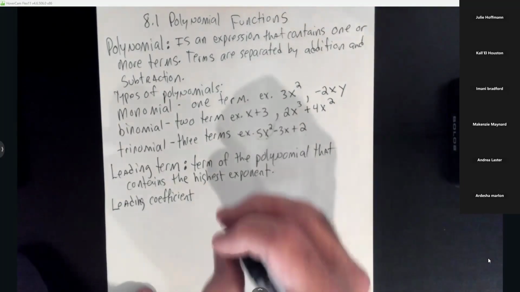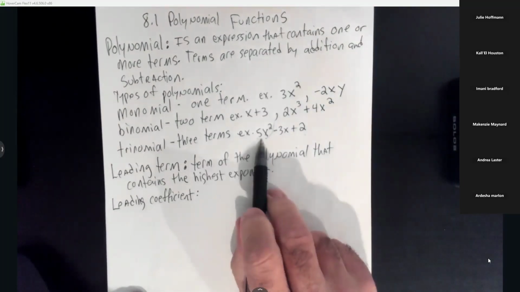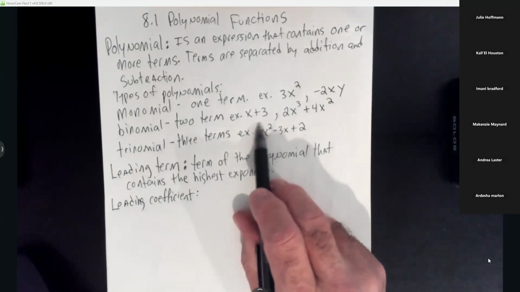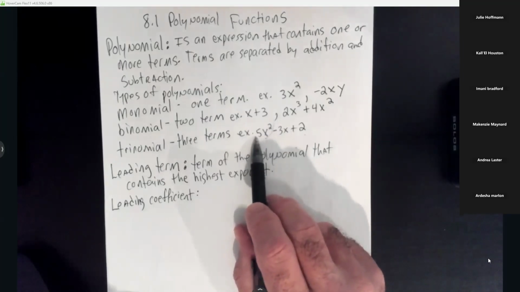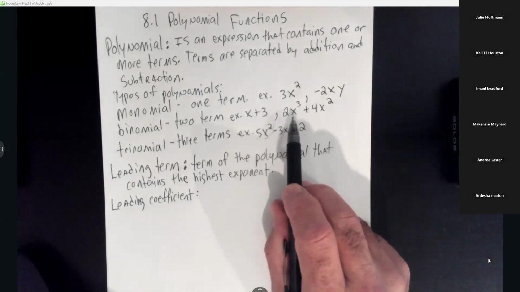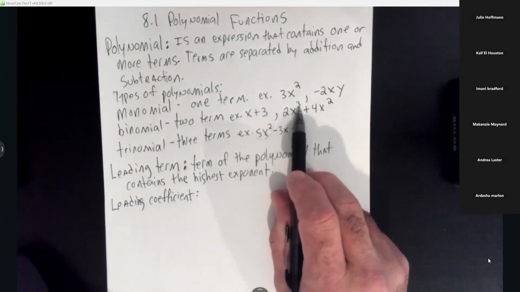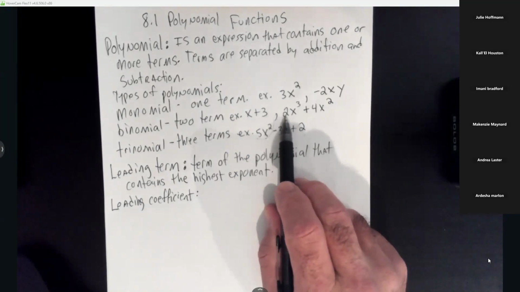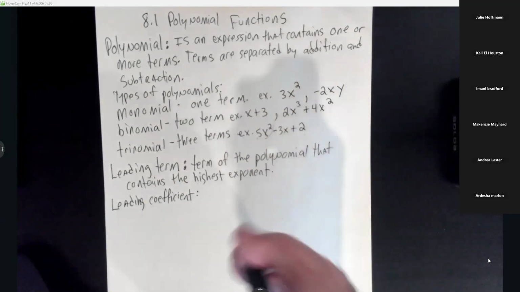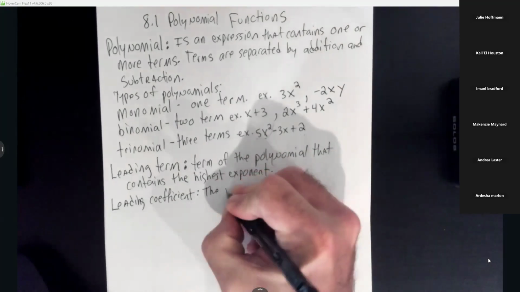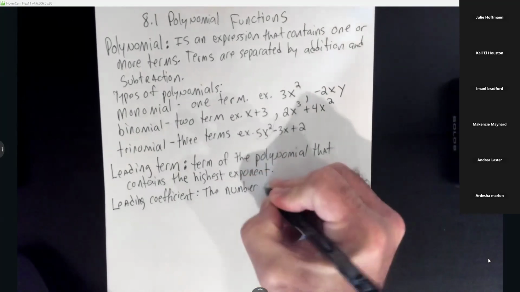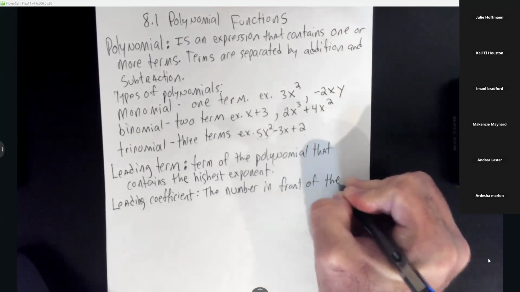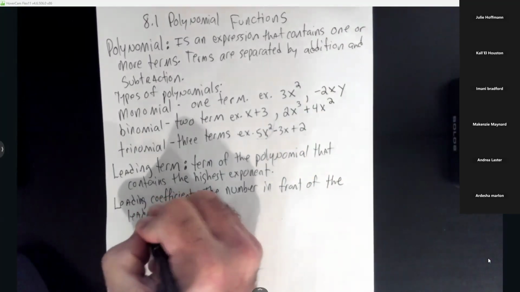All righty, so the leading coefficient is going to be the number in front of the leading term. So for this 5x squared, the leading coefficient would be the 5. For this one up here with the 2x cubed, since that's my leading term, the leading coefficient would be the 2. Okay? So the number in front of the leading term.